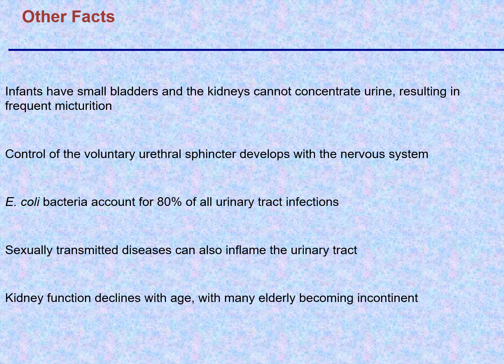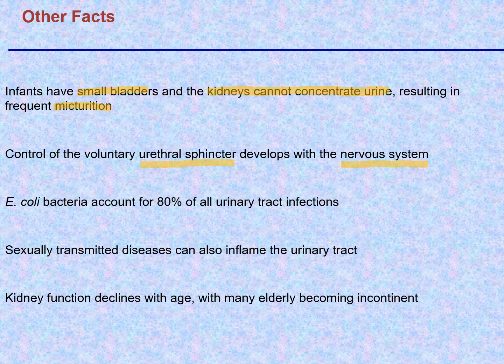In infants, they have small bladders, and the kidneys don't concentrate the urine. They can't concentrate the urine. That ends up resulting in frequent peeing in little kids, infants, babies. They pee often, and they'll drink quite often. Eventually, they do learn how to control their voluntary urethral sphincters, but that requires development of the nervous system. So until then, they're just peeing freely out into their diaper or elsewhere, and they just let it blast out.